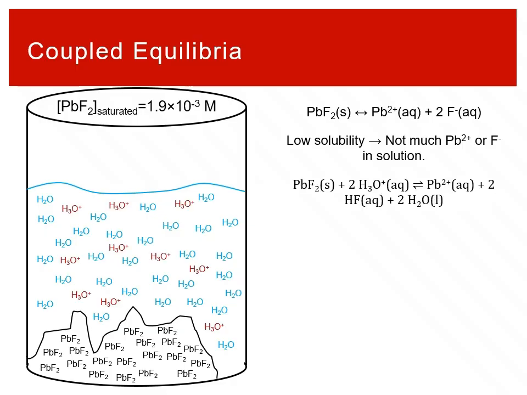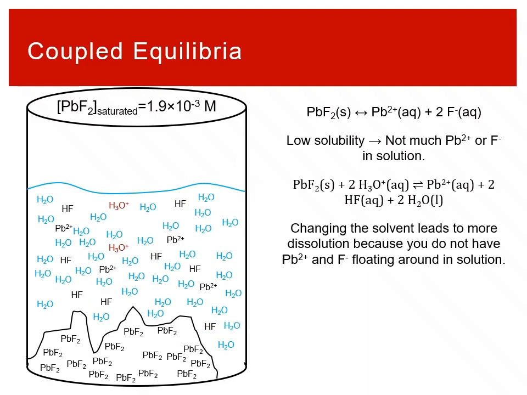But we can change our solution by making it acidic. And now there's a new reaction that is possible. The PbF2 dissolves in the presence of the hydroniums, right? It's an entirely new reaction that we've got here. And this now has a much higher equilibrium constant. So now the PbF2 dissolves, and we also get the products of HF. That's important. We now have a solution where there's HF floating around out there, as well as the Pb2+.